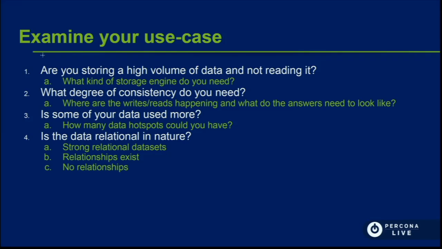What degree of consistency do you need? Does it need to be immediately available on every single database node? Is some of your data used more than other pieces of your data? Are there going to be hotspots? Is this data relational in nature? Can't stress this enough. Do not put highly relational data in MongoDB if you don't want to deal with having all this extra space, right? There's a reason that there's relational databases and then document stores.